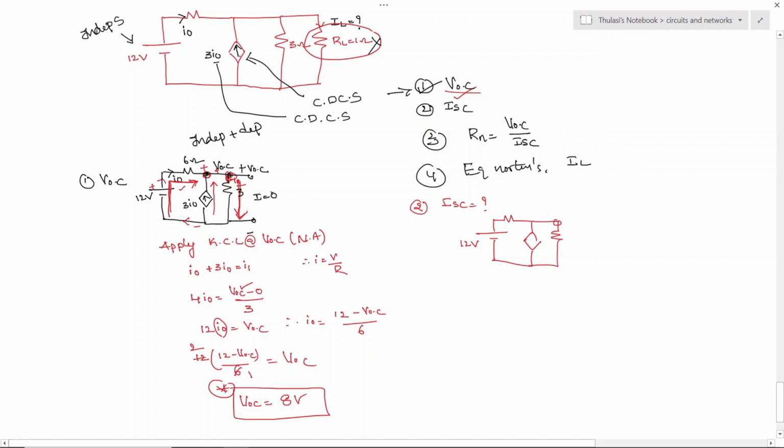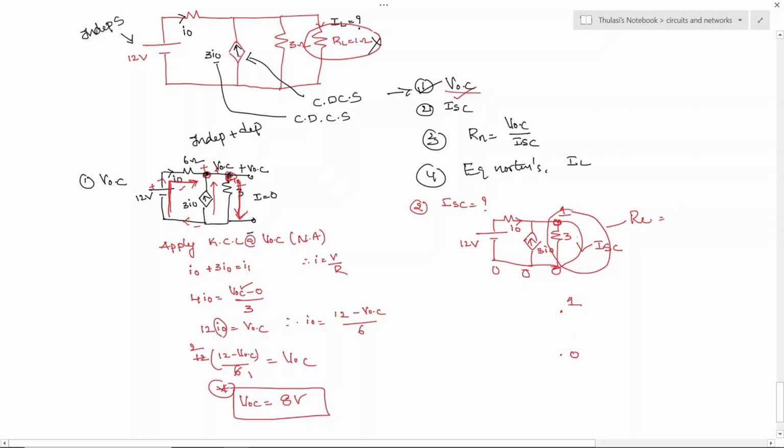These two ends we need to short circuit, and the current in this branch is I short circuit. This is of 3 ohm, and this is of 3 into I naught, and the current in this branch is I naught. So you can see here the short circuit is parallel to a resistor. If we find out R equivalent between these two ends, between 1 and 0.